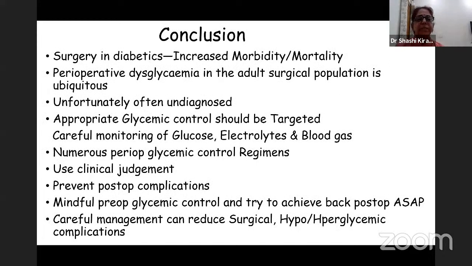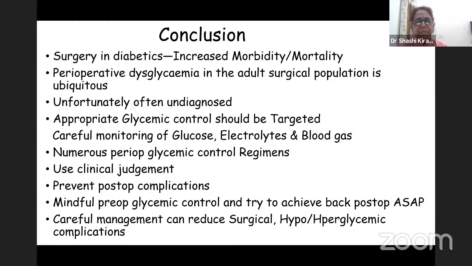To conclude, surgery in diabetics is associated with increased mortality and morbidity. The point to note: perioperative dysglycemia in the adult surgical population is quite ubiquitous and unfortunately often undiagnosed. Appropriate glycemic control should be targeted with careful monitoring of glucose, electrolytes, and blood gas. There are numerous perioperative control regimes described in the literature. However, you should tailor it according to your institutional protocols and use clinical judgment, which is most important.